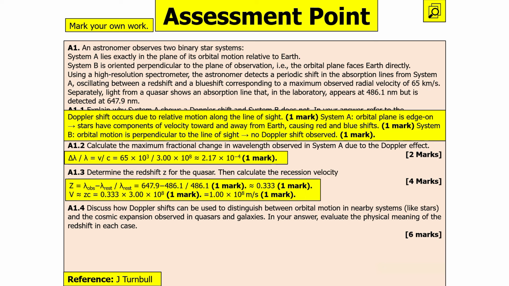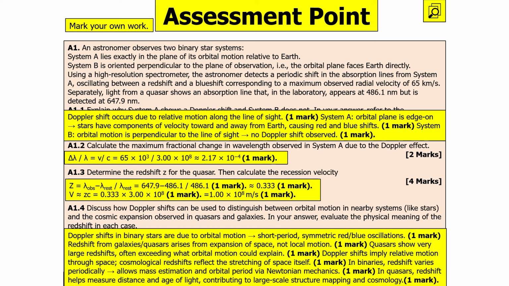We know that z is going to be the change in wavelength over the wavelength, because it also will equal the change in lambda over lambda. So from the values given, we can work it through to be 0.333. We know v is equal to zc, so we can work that through to be 1 times 10 to the 8 meters per second.